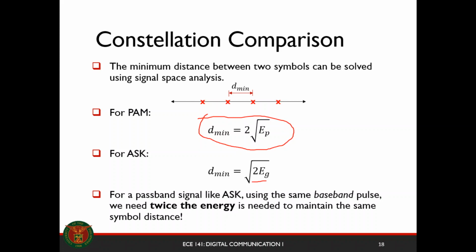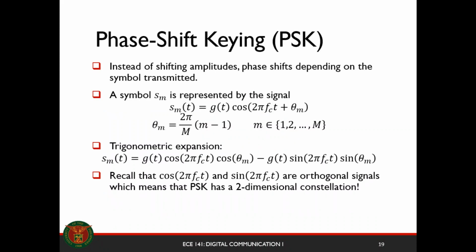Okay. So aside from amplitude, what parameter can we vary and impress our symbol on? We can actually impress it on the phase. So we have phase shift keying. Instead of shifting our amplitudes, we shift our phase depending on the symbol transmitted. That would mean our carrier would now have a phase shift theta sub m depending on the symbol.